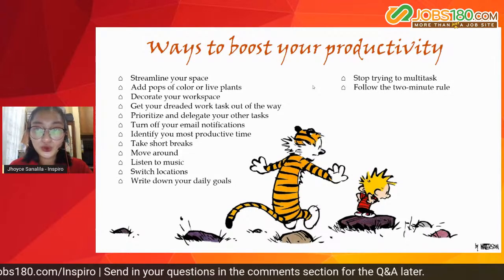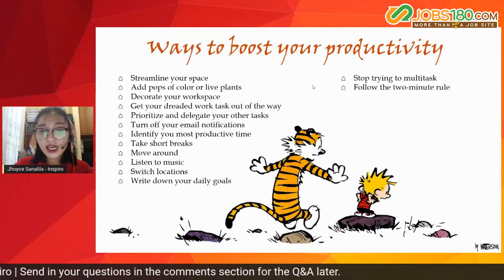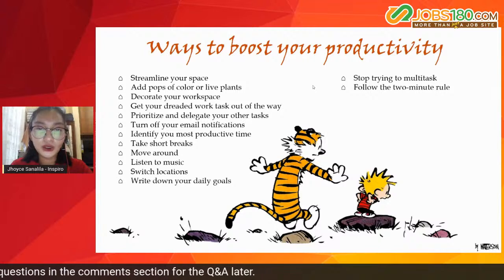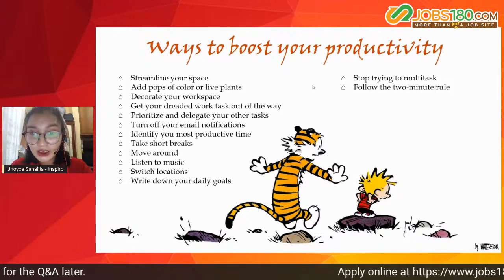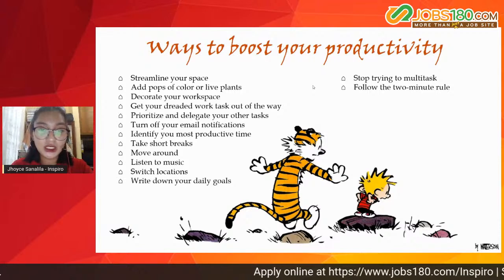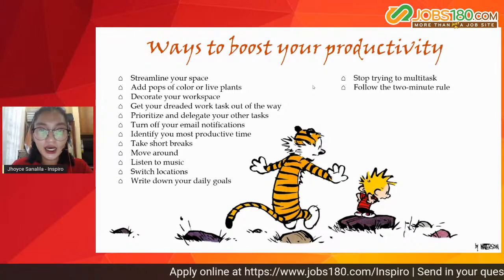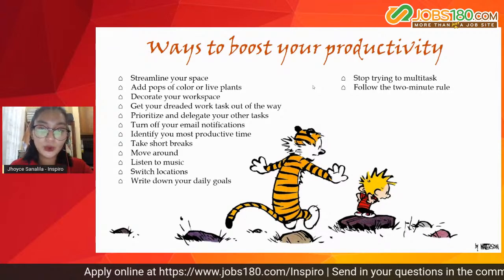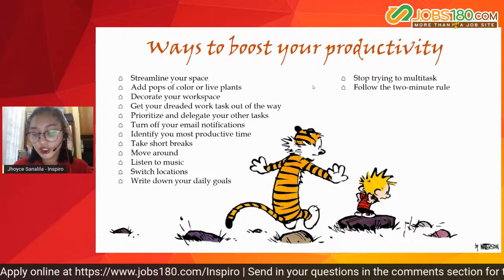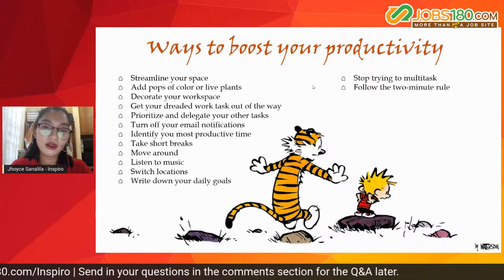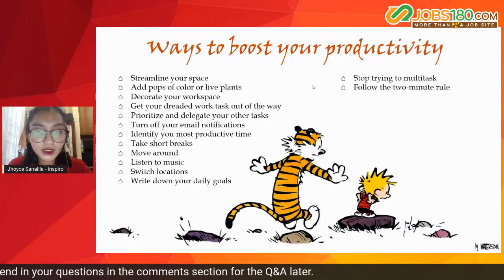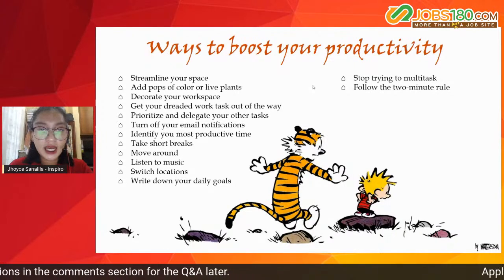Next is follow the 2-minute rule. If you see a task or action that can be completed in 2 minutes or less, do it immediately. The principle is that completing the task right away takes less time than finishing it later. If it takes longer than that, schedule it and get it into your productivity system so you can tackle it when you're ready.